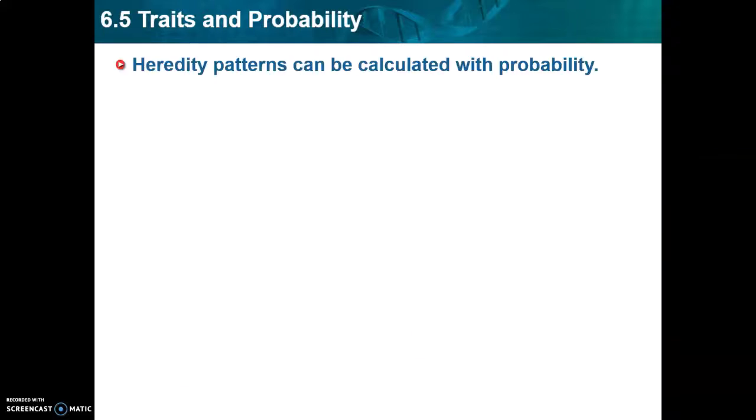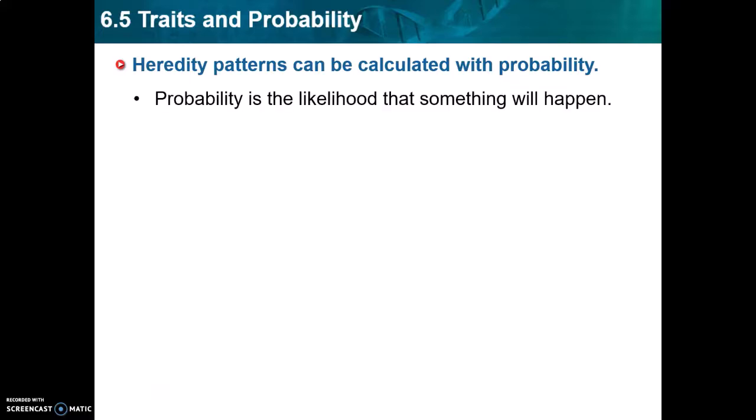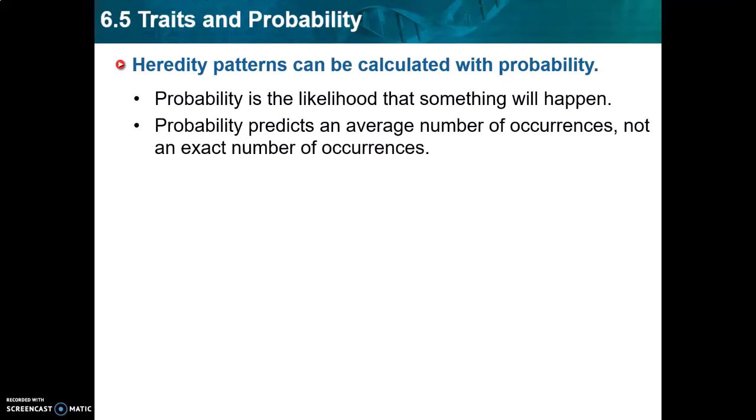Now, sometimes a Punnett square could be difficult. As we get more and more complex problems, you would have to draw a larger and larger Punnett square. So probability is going to become your friend when you're calculating the likelihood of something happening and it's more complex, maybe with 3 genes or 4 genes. The probability is just the likelihood that something would happen. It's not a guarantee. It just tells us how likely it is for something to occur, and it's going to predict an average number of occurrences, not an exact number.